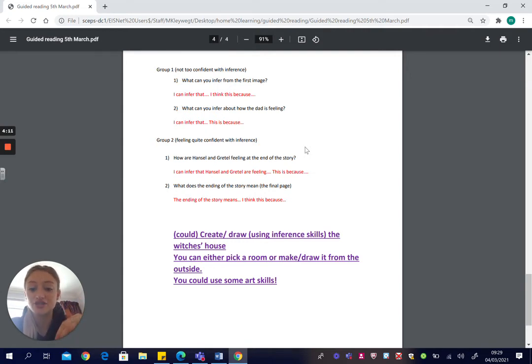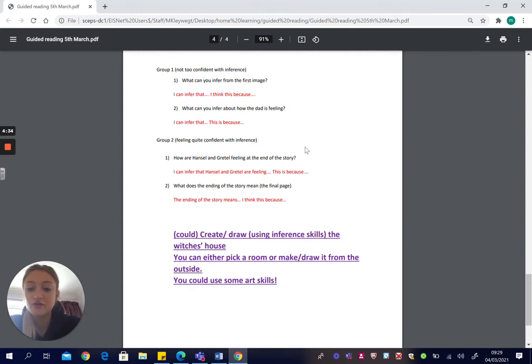And the second question is, what can you infer about how the dad is feeling at the end of the story? Does he feel relieved maybe that his kids are back and that he's never going to try and lose them again? Do you think he's more cautious about people that he trusts because the stepmother that he was with tried to harm his children? So how do you think he's feeling at the very end? In order to do that, you need to put yourself in the dad's shoes.